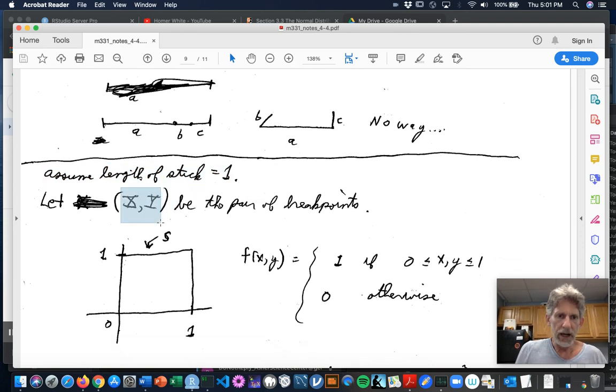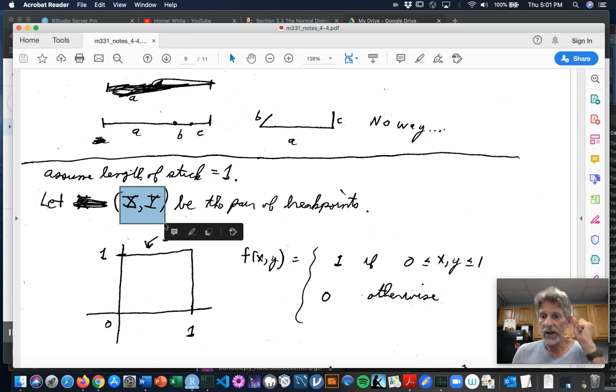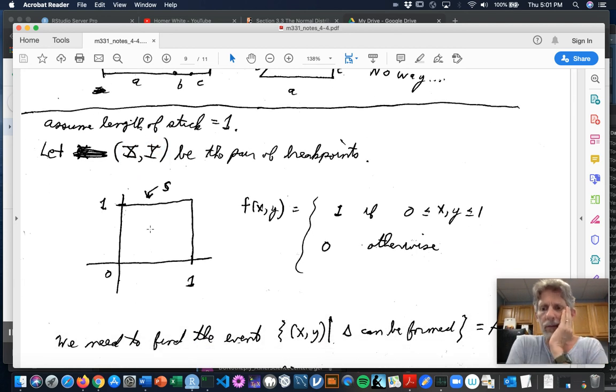And let's set up a bivariate random variable that's the pair of breakpoints, (X, Y). Now, X is like the first break I make, and Y is the second break I make. I don't make any supposition about which one of them is bigger than the other. Either one of them could be between 0 and 1, anywhere, regardless of what the other breakpoint was. So how would I model that appropriately with a PDF?